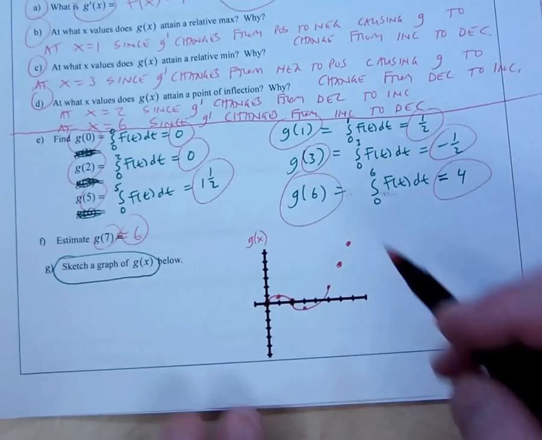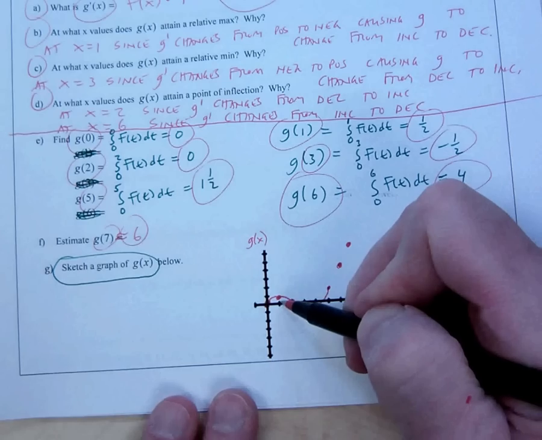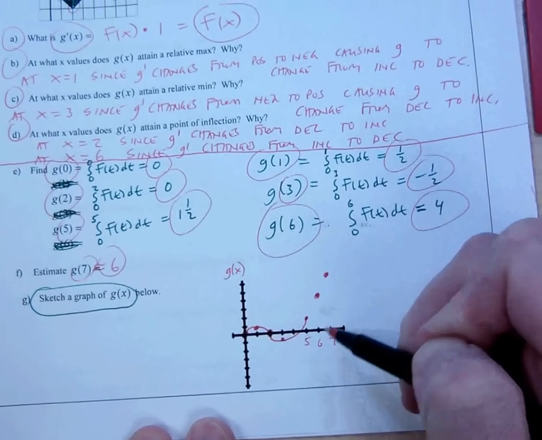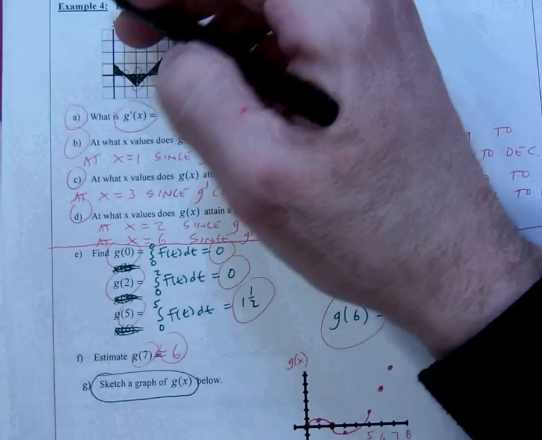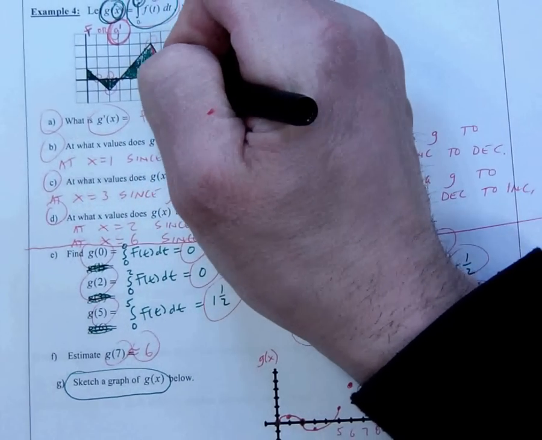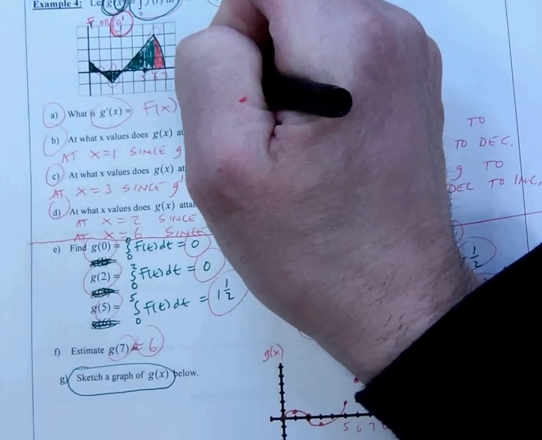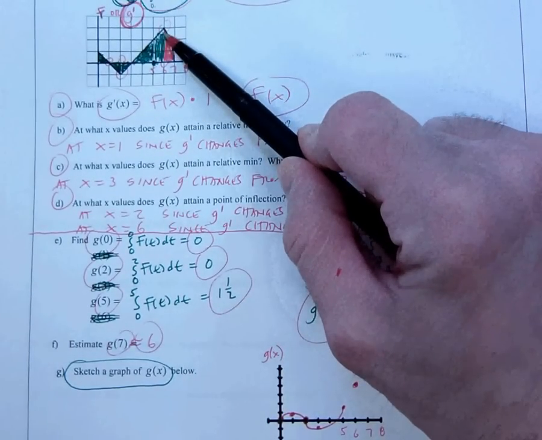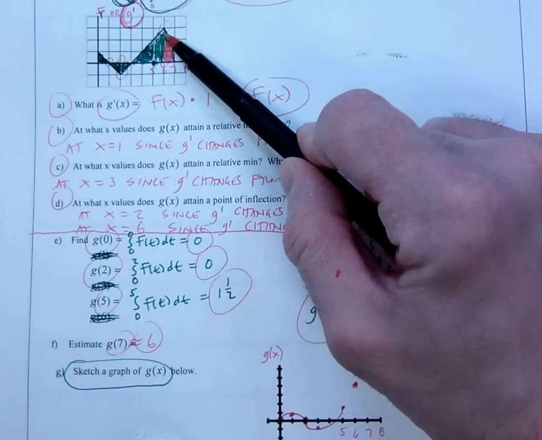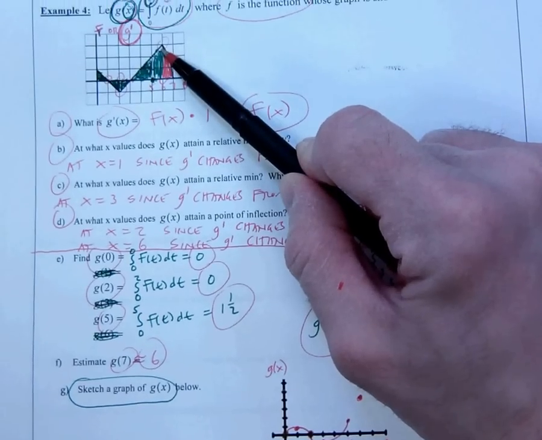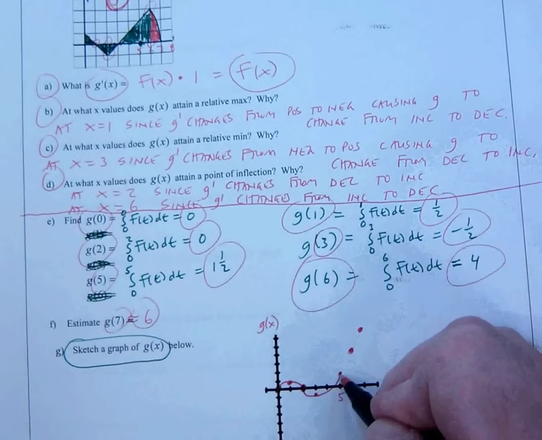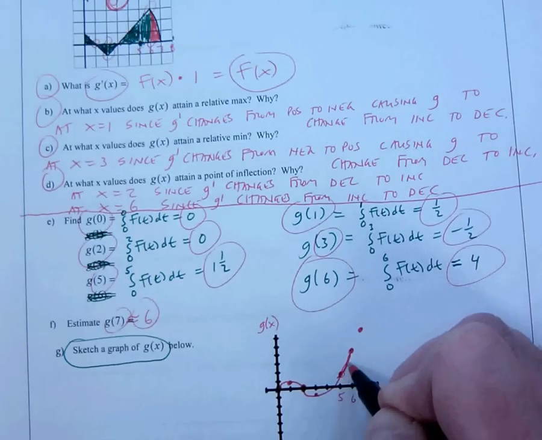Okay, how about between, I'm losing my track here. Let's see, 1, 2, 3, 4, 5. Okay, so how about between 5 and 6 here, guys? G prime is still positive and increasing. Therefore, G is increasing and concave up. So I've got to continue to connect those with a graph that's increasing and concave up. It's kind of hard to do, but it's like that.